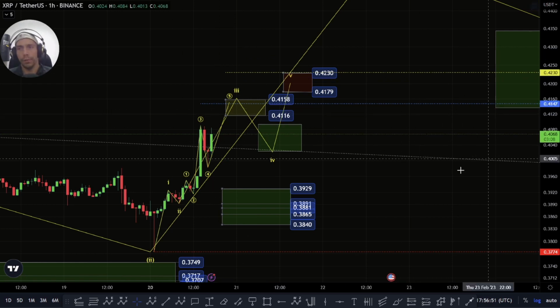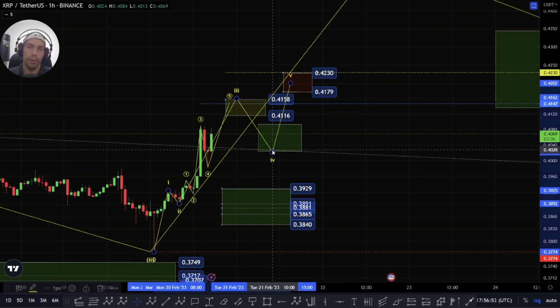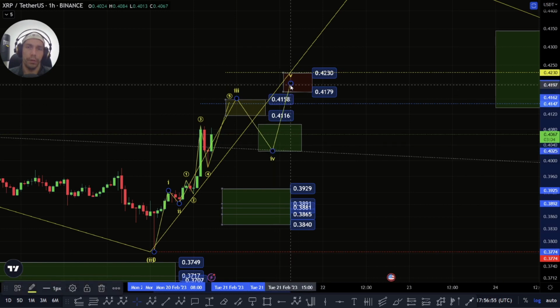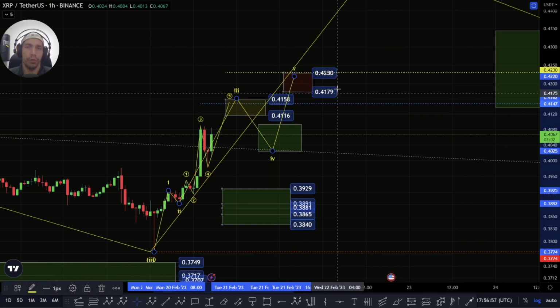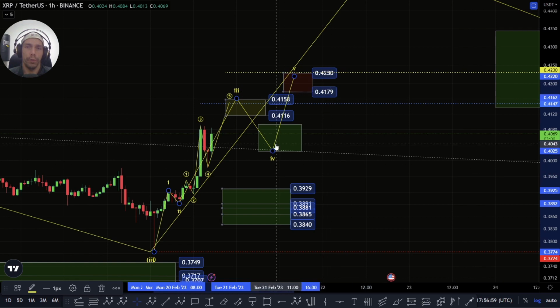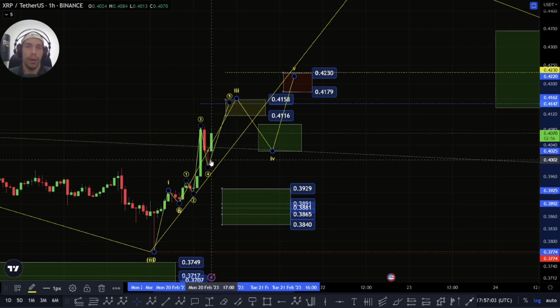If we do cross this 41.44, what we'd be looking for is this additional 4th wave to the downside here, and then that additional push up. So this 42.30 to this 41.79. So this is just based off of the current structure that I have. If we, however, do move down past this wave 1 high at this 39.51, it would invalidate this count.